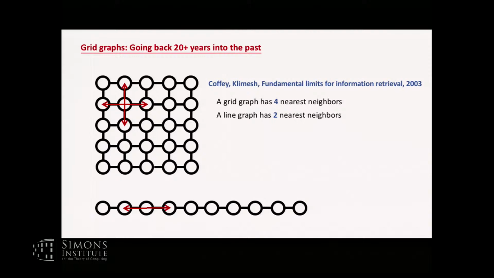And Sean Coffey and Matt Klimesh were interested in this problem insofar that they wanted to find the best way to scan the graph, the grid graph, so raster scan or some other type of scan, to convert the graph into a line so that the local neighborhoods are as preserved, as close to each other as possible.